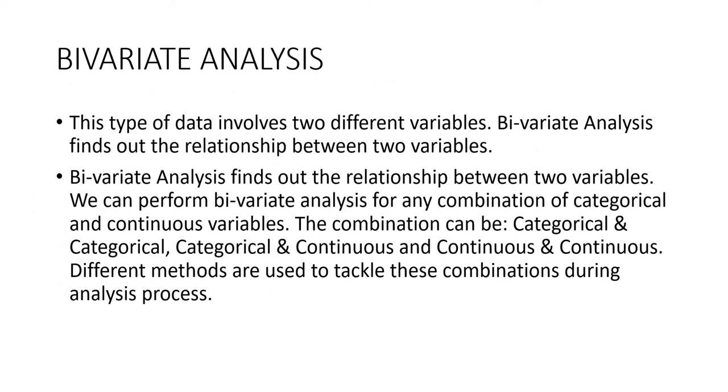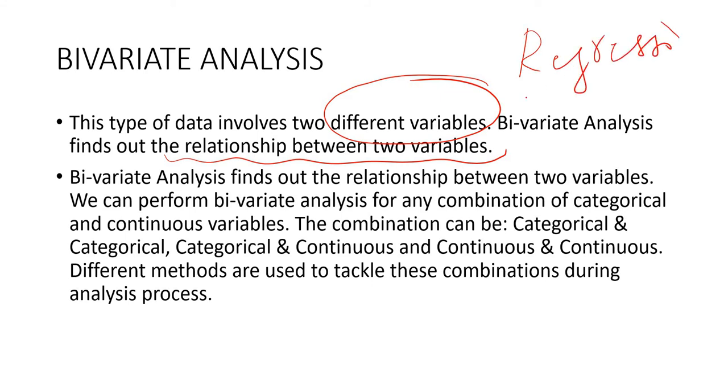What is bivariate analysis? This type of data involves two different variables. That's what bi means: two. Bivariate analysis finds out the relationship between two variables. In bivariate analysis, we give importance to analyzing the relationship between two variables. In all regression problems, what we do is look at the relationship between two variables.